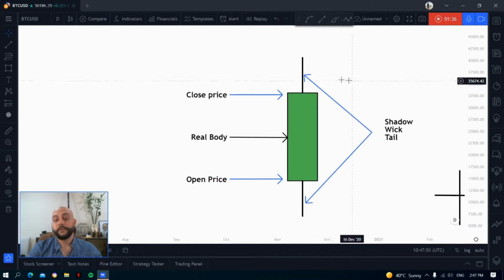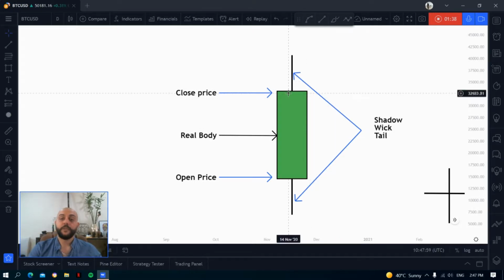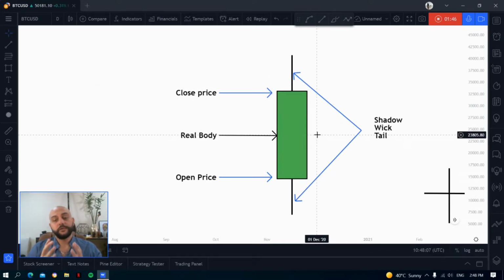So here is a bullish candle. This rectangle right here is called the real body. You've got to understand, when we're talking about candles, it usually refers to a specific time frame. So let's say we're talking about a 1 day chart or 1 hour chart. One candle represents 1 hour on a 1 hour chart. So two candles, that will be 2 hours.